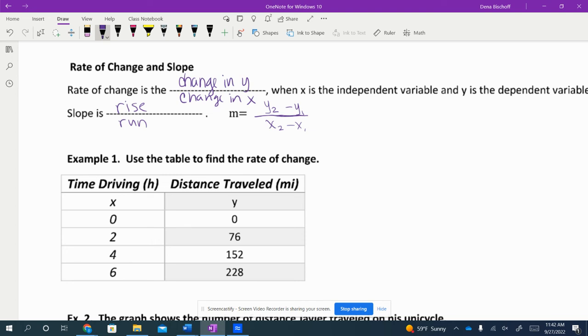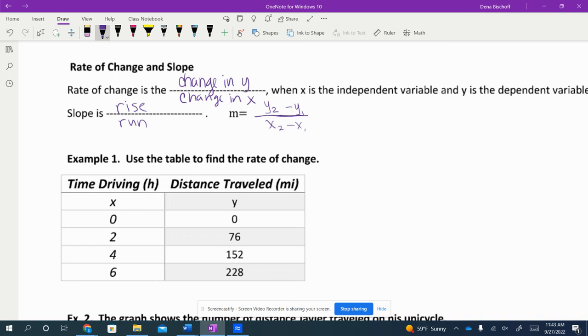So we're going to use all of these concepts interchangeably because they all mean the same thing. Rate of change, slope, and m equals, they're all the same thing, okay? Sometimes we'll use the change in y over the change in x. Sometimes we'll count the rise over the run on a graph. And sometimes we're just going to use 2 points and calculate y2 minus y1 over x2 minus x1. They all mean the same thing.